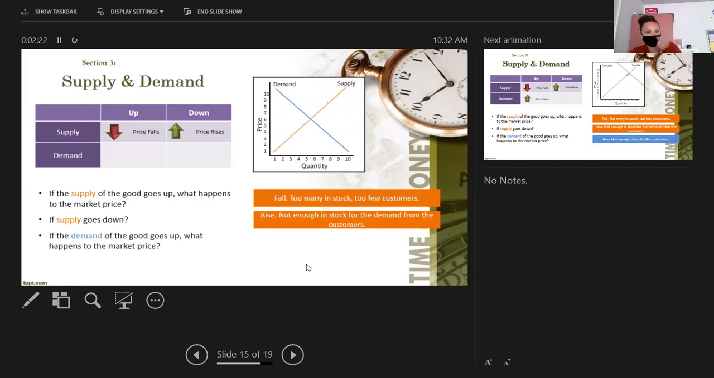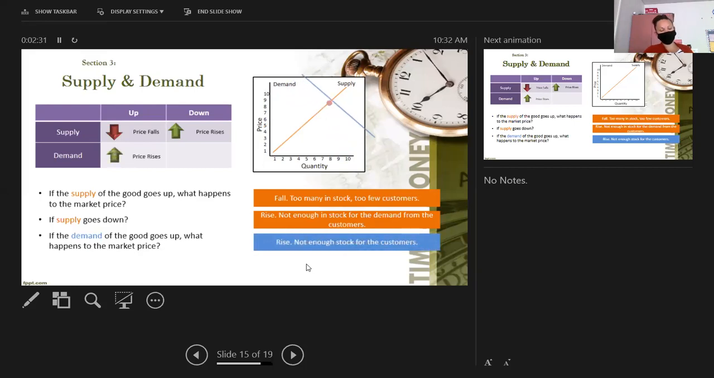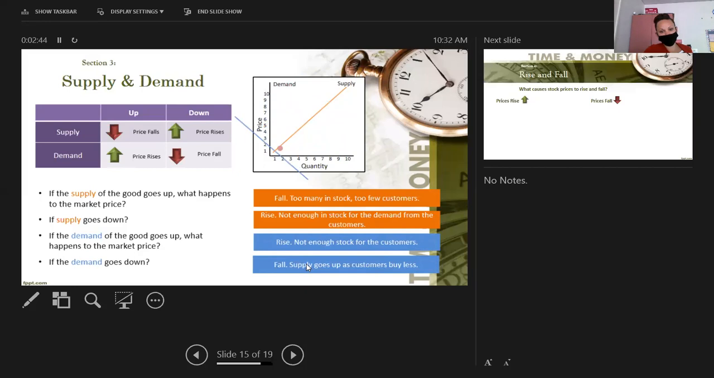And then if the demand of the good goes up, we want to know what happens to the market price. So demand is going up, more people want it. So the price is going to go up. There's not enough, so then whoever makes it says, oh, well, we can raise the price. They're willing to pay more. If demand goes down, though, then the price is going to go down as the customers buy less. They have an overstock, and so the price is going to fall to try to get people to buy it. So again, we want to try to find that equilibrium right in the middle.